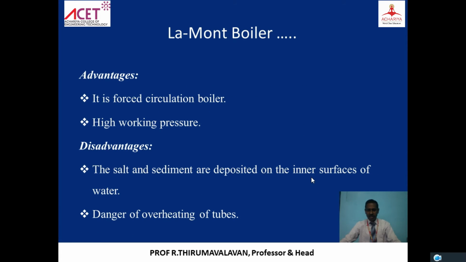So what are the advantages? This boiler is a forced circulation boiler. As we discussed, with forced circulation there is no formation of sedimentation. The high working pressure also comes as a disadvantage. If salts or sediment are deposited on the way, it leads to bursting of the boiler. This is the danger of overheating. Any blockage leads to overheating of the boiler tube. That is the disadvantage of the Lamont boiler.